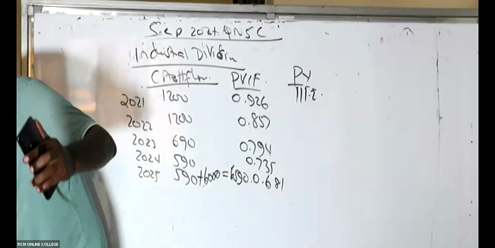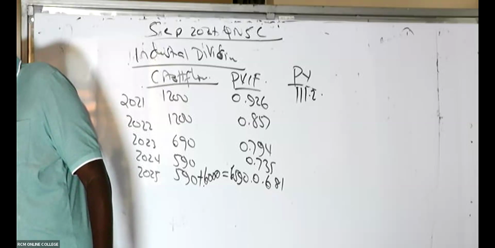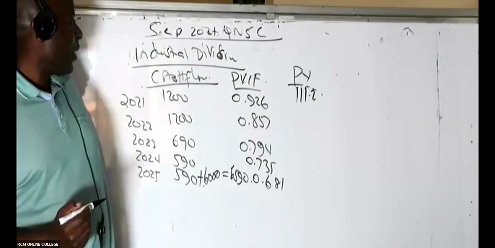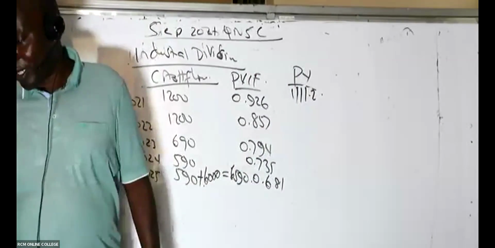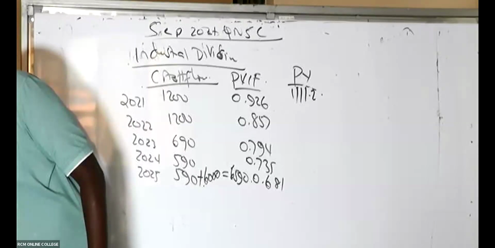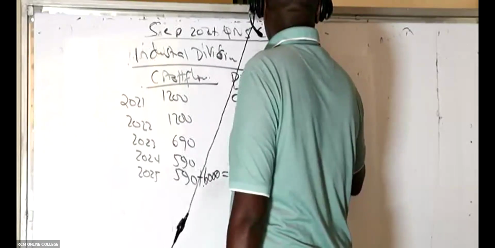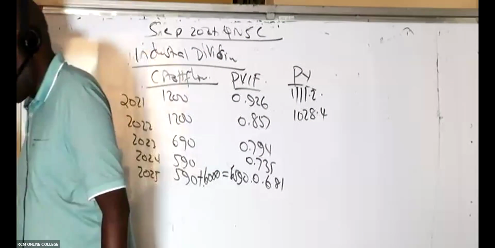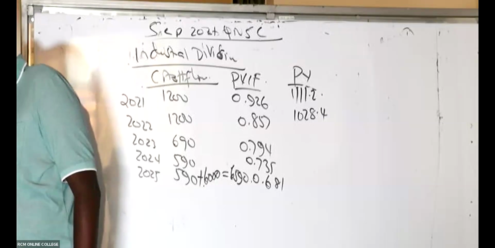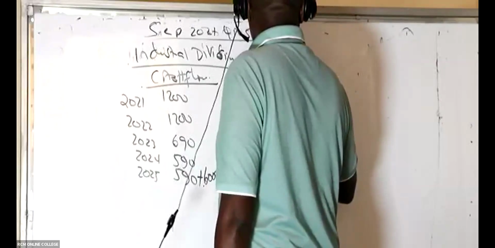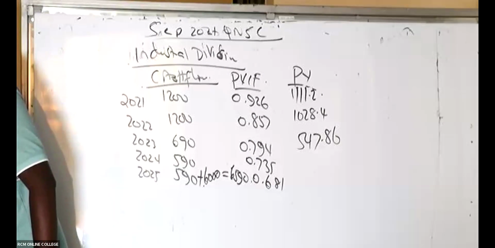Life is good. 2022, what do we have there? Ameanza kulala kusema ukweli. 11.2. Kwa hivyo inafaa kuwa 11 ama 111. 11, thank you very much. 11.2. Sasa tuende katika Lucy Wanjiro, 1028.4, like that. And then we got 2023, abracadabra, 547.86. And then we go to 2024.